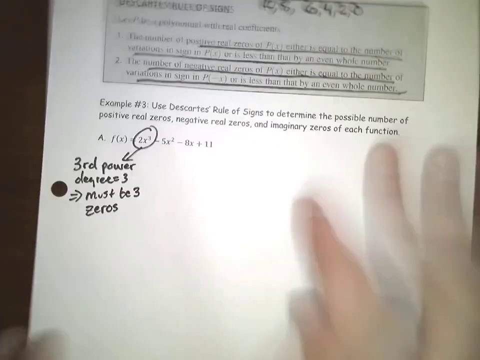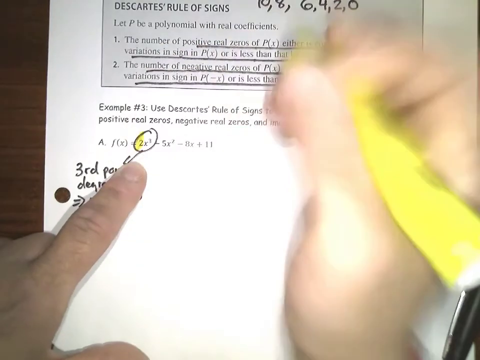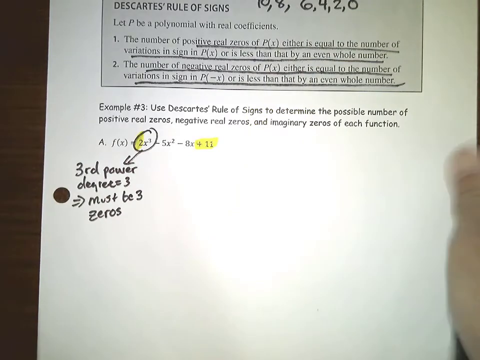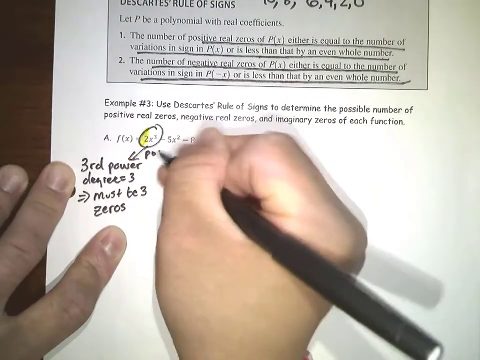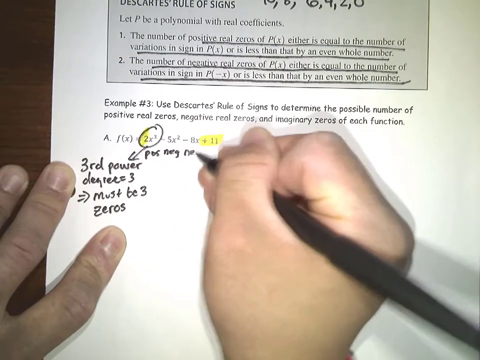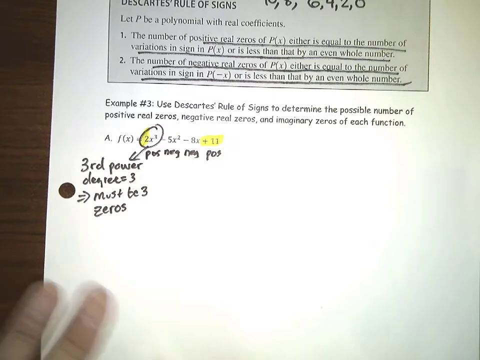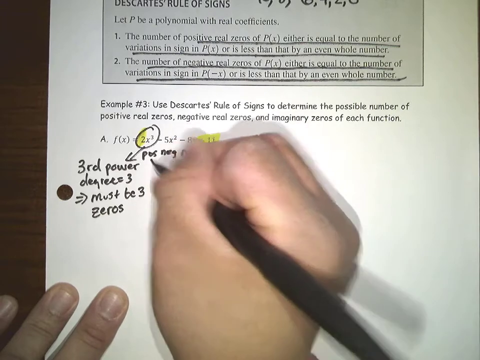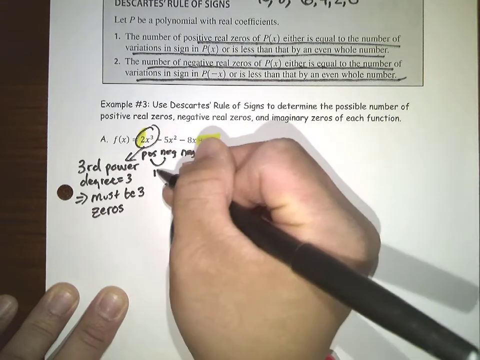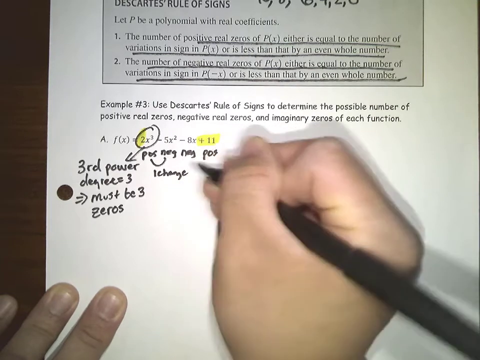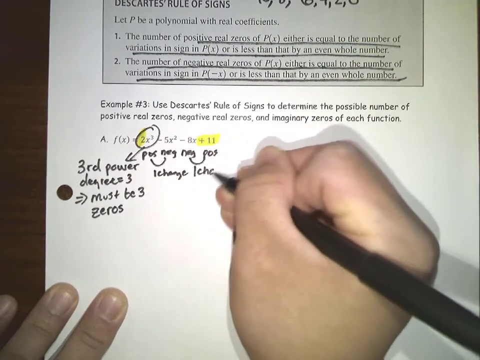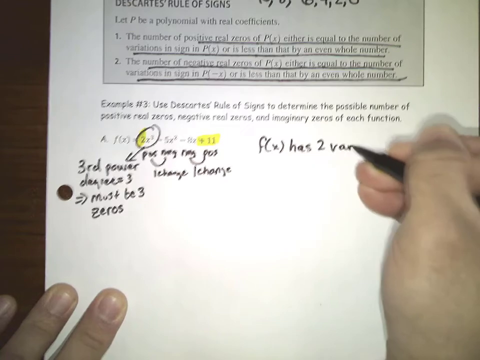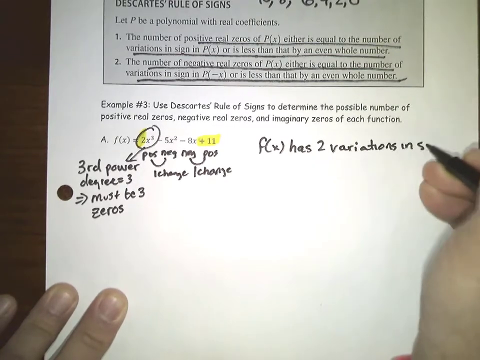Now, what do I mean by the variation in sign? If I look at this, here is a positive 2 coefficient, a -5, a -8, and a positive 11. A variation is a change from a positive to a negative or a negative to a positive. A positive to a negative is one change. But then it's negative, negative, that did not change, and the negative to a positive is one change. So I know that f of x has two variations in sign.